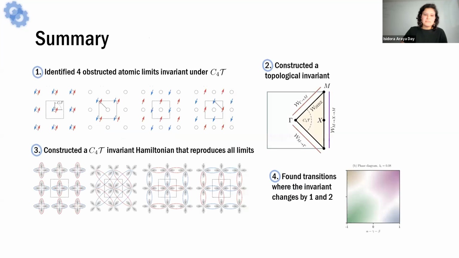So as a summary, we identified the 4 obstructed atomic limits in this C4T symmetry class. We constructed a topological invariant. We also constructed the Hamiltonians to reproduce the different atomic limits and the general Hamiltonian, and we tested it, and it works.